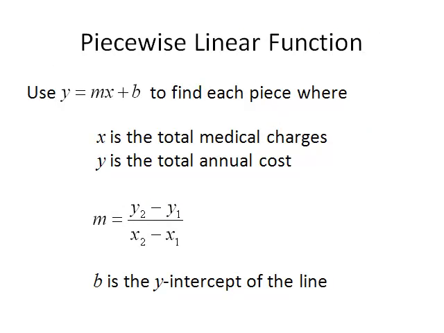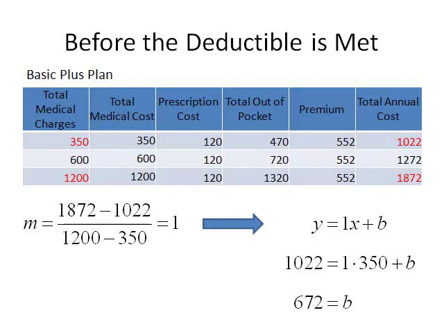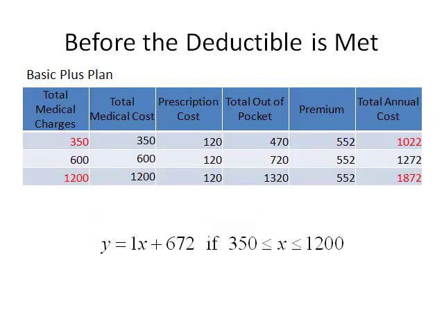To find the piecewise linear function for this graph, we'll use the slope-intercept form of a line with x representing the total medical charges and y representing the total annual cost. The slope of the first line segment is found by using 2 points from this section. Once we have the slope, we can use it to find the y-intercept of that section of the graph. This gives us the line y equal to x plus 672 for x values from 350 to 1200.